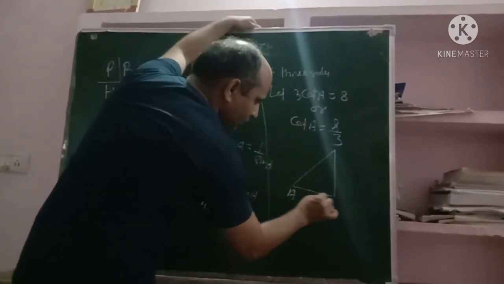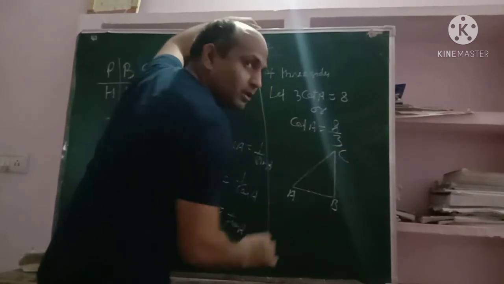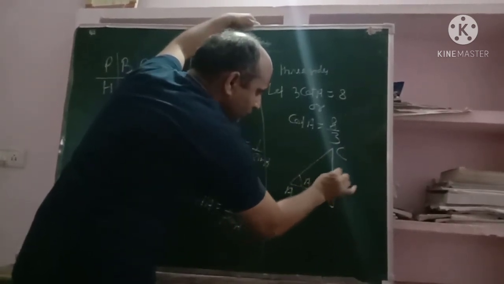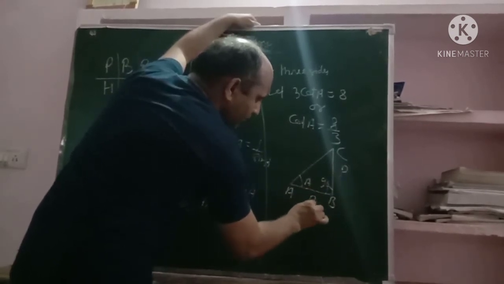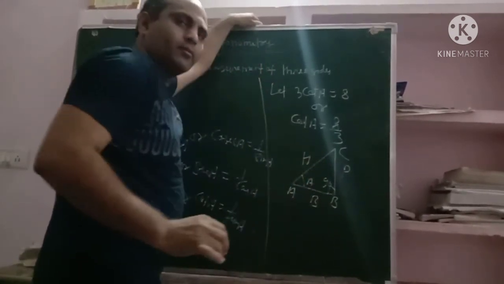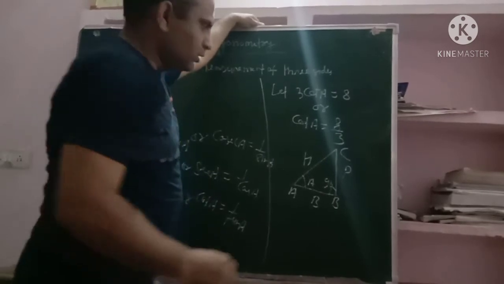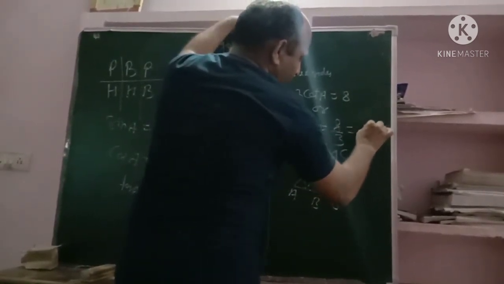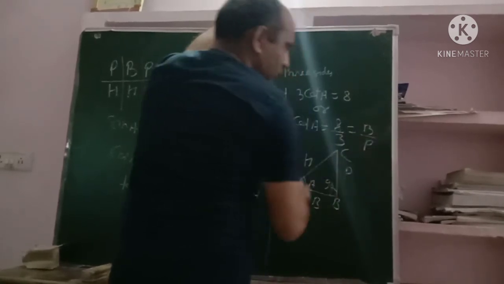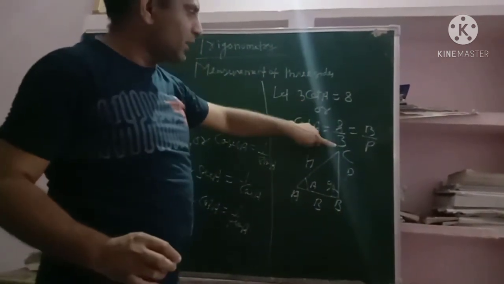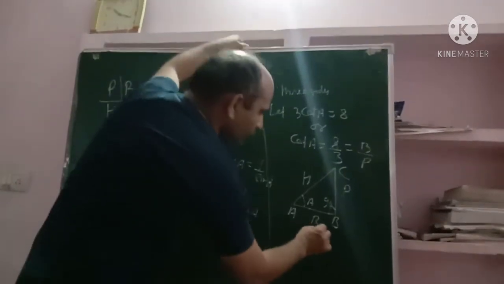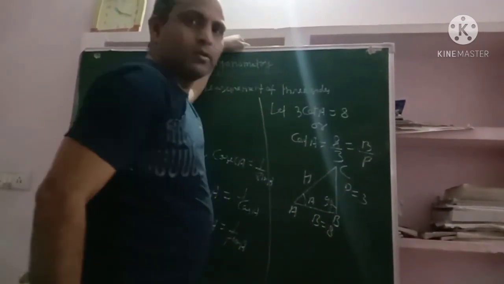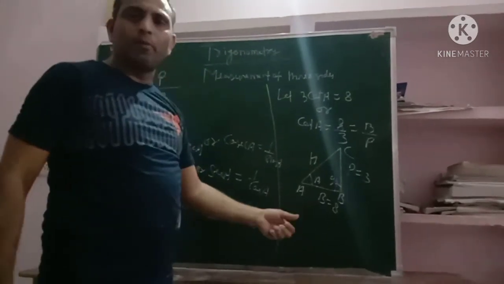This is A, B, C. So this is angle A, here the 90 degree. This is the perpendicular, this is the base, and this is your hypotenuse. So cot is what actually? Cot is your base upon perpendicular. So this side is the base, this side is perpendicular. The base is your 8 and perpendicular is your 3. So here we can calculate the hypotenuse side.